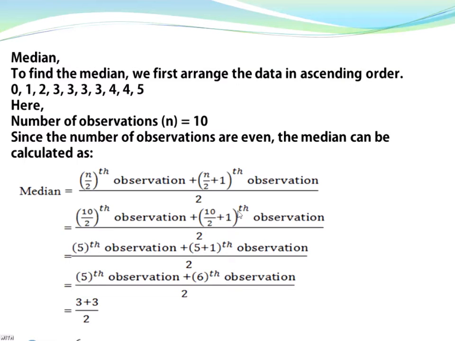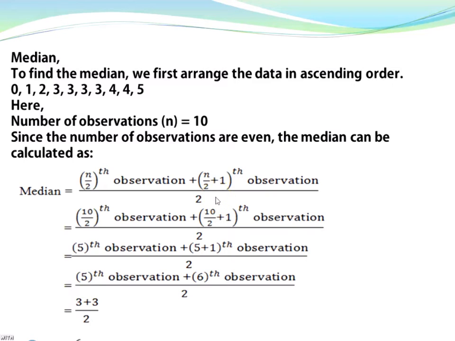Now why it can be confusing is because it is written n by 2 observation. N by 2, 10 by 2 is 5. Fifth observation plus n by 2 plus 1. N by 2 plus 1 is 5 plus 1, that is sixth observation, divided by 2.